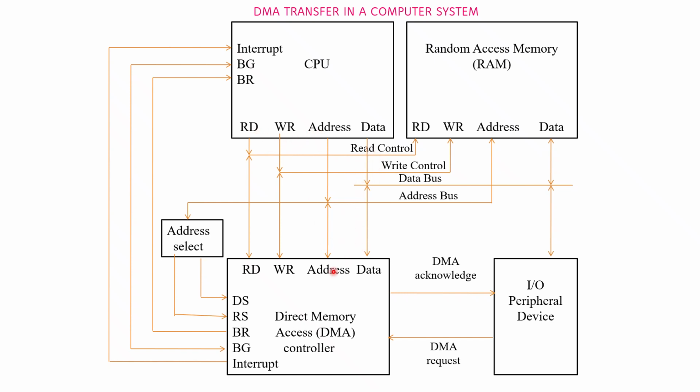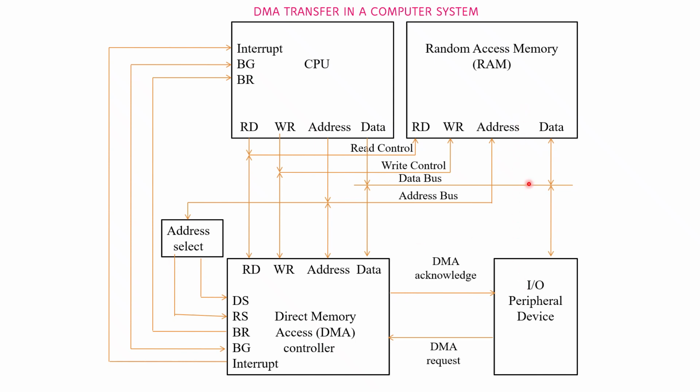The DMA has its own address bus which activates DS and RS lines. The CPU initializes its own address which activates the DS and RS lines. The CPU initializes the DMA through the data bus. Once the DMA receives the start control from the CPU, it can start the transfer between the peripheral and the memory unit.